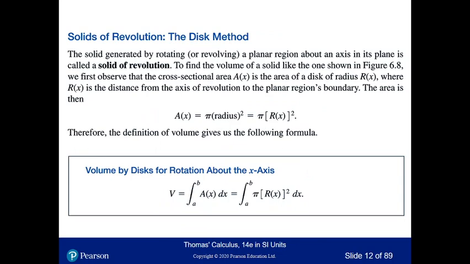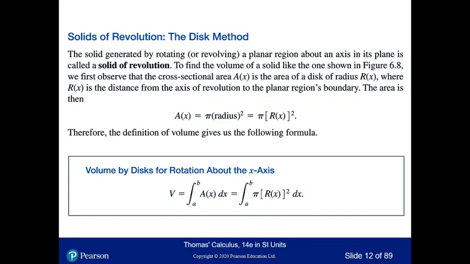Next, we have another topic to talk about, solids of revolution, and we use the disk method here. First of all, we start with a region, and then we are going to rotate that region about an axis in its plane, and we generate a solid. We call this a solid of revolution because we are rotating or revolving a region. And then we want to find the volume of such a solid that we generated.